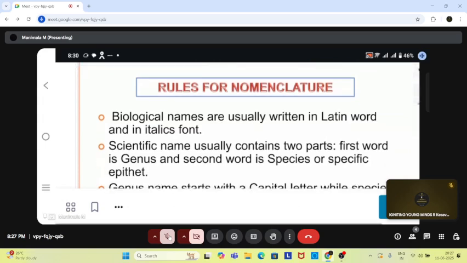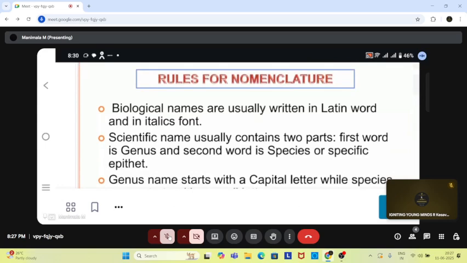So what are the rules? The first thing is that biological names are usually written in Latin words and in italic font. We should not use our basic language. We should use Latin words, and in italic font only we need to write it. Make a note of it, it's very important. We should use Latin words, and also the font should be italic.